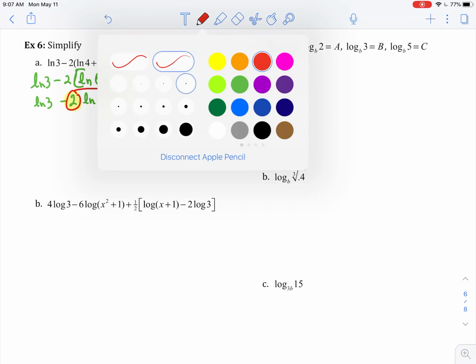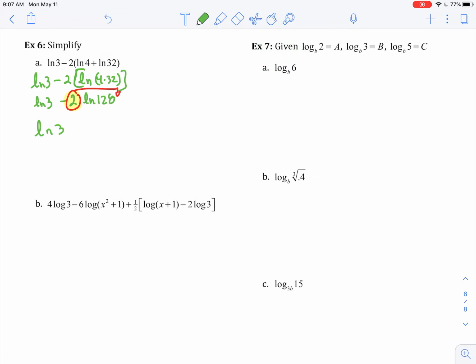So now we are looking at the natural log of 3 minus the natural log of 128 squared. And if we have subtraction of 2 logs, that means division with a common base was going on. So the natural log of 3 divided by 128 squared. And we just wanted to simplify to one word of log, and we are done.